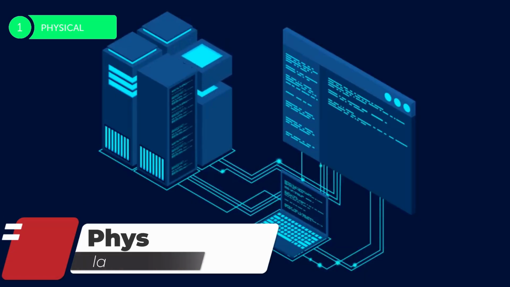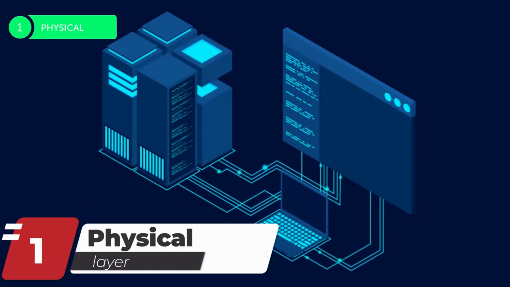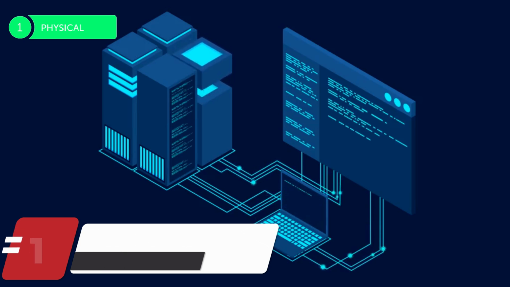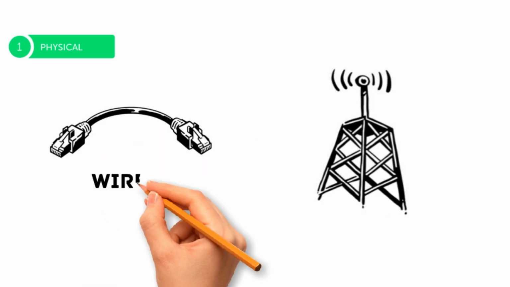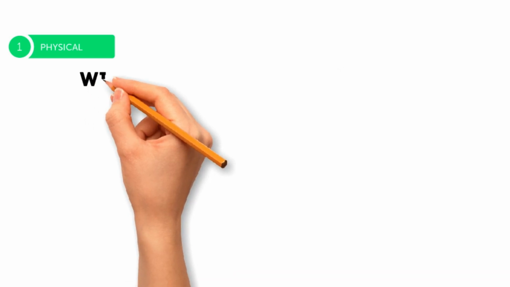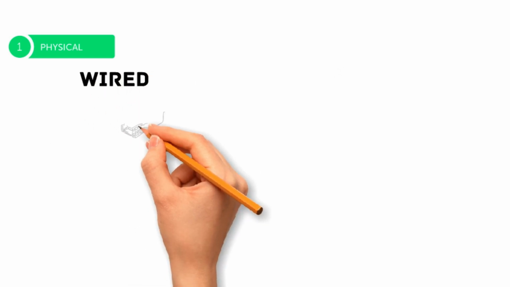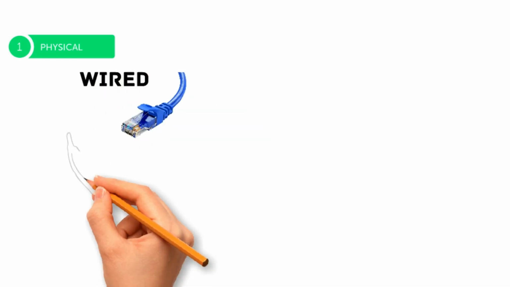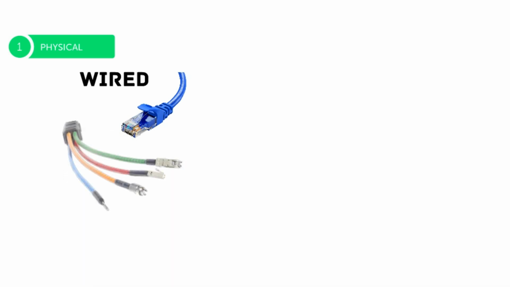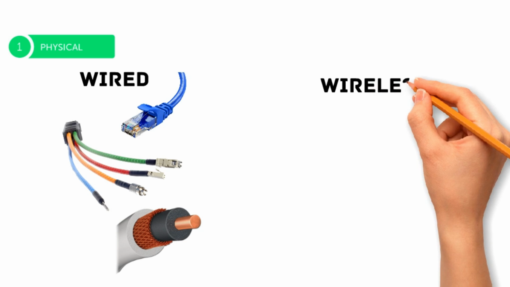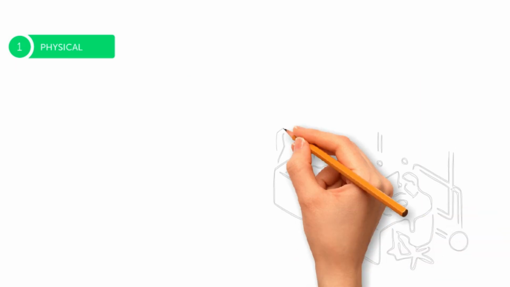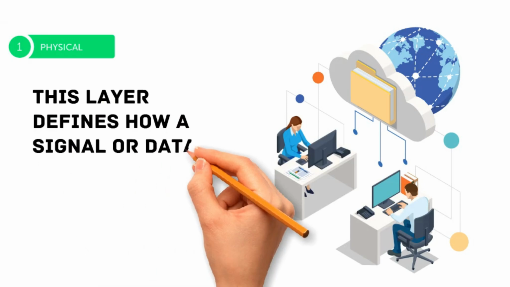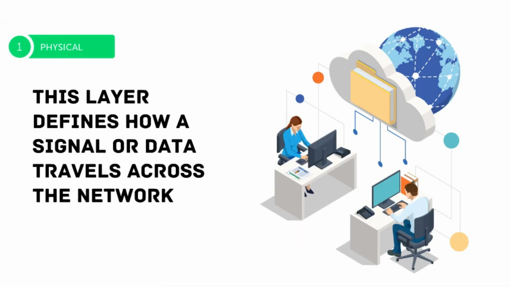Layer 1 or physical layer is responsible for data or signal transmission across the network medium. By the way, we have two types of network medium, wired and wireless. Generally, we have 3 types of wired medium: Ethernet cable, fiber optic, and coaxial cable. Also, we have 2 types of wireless medium in the wireless network, 2.4 GHz band or 5 GHz band. So this layer defines how signals or data travel across the network.